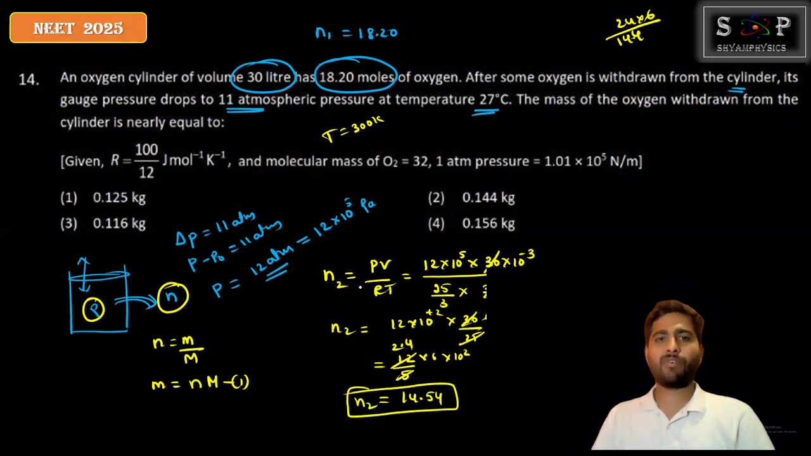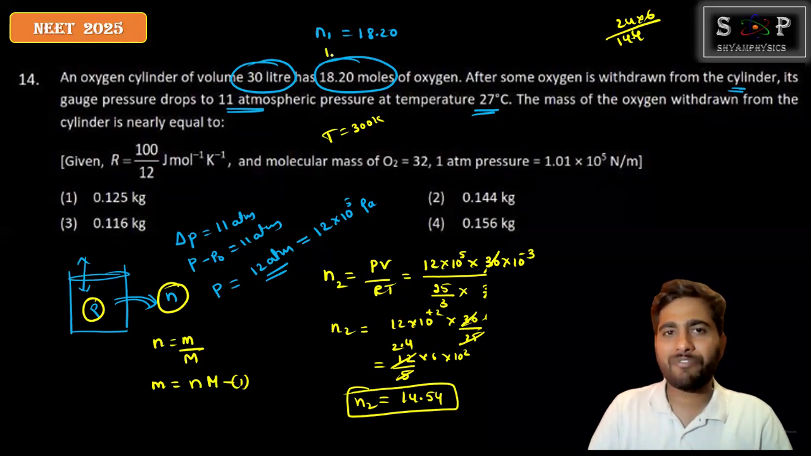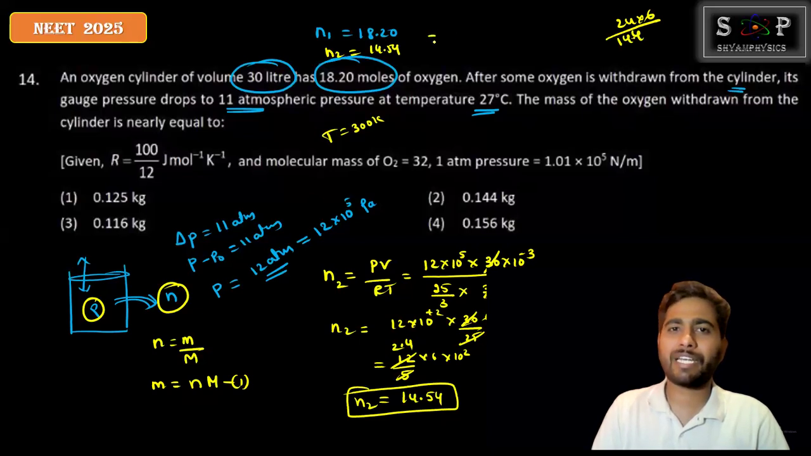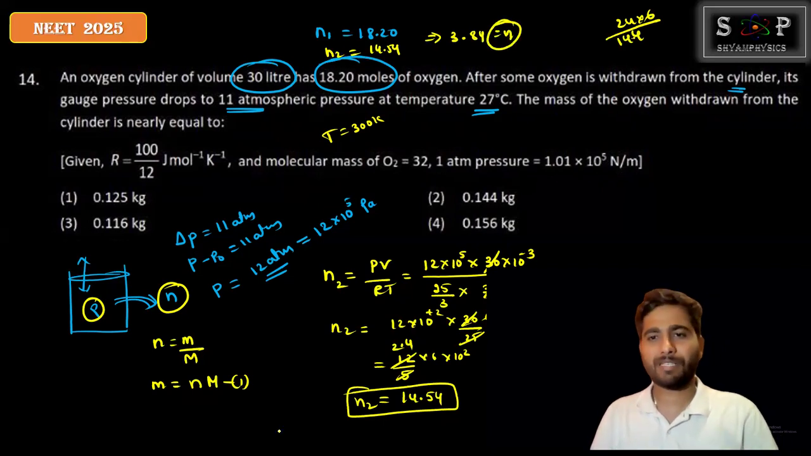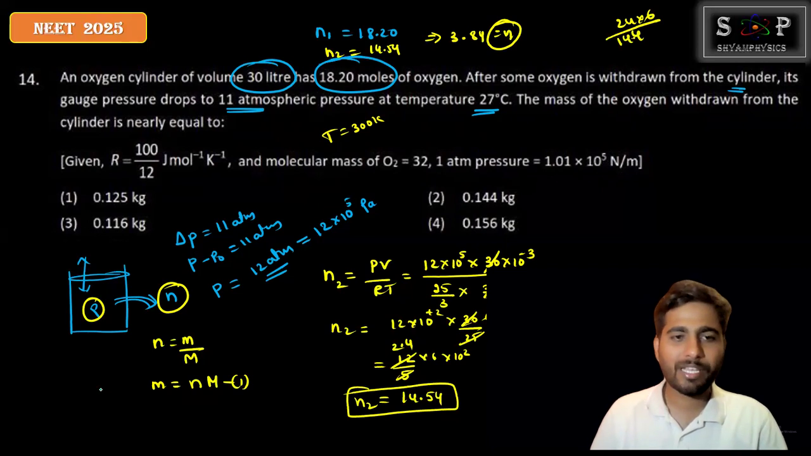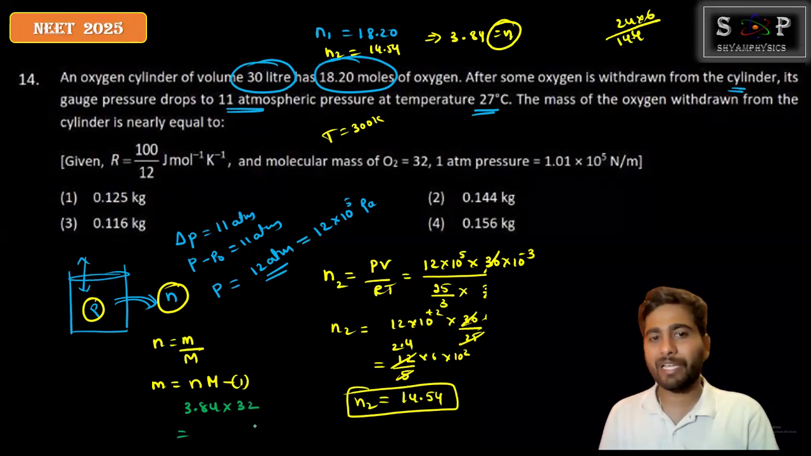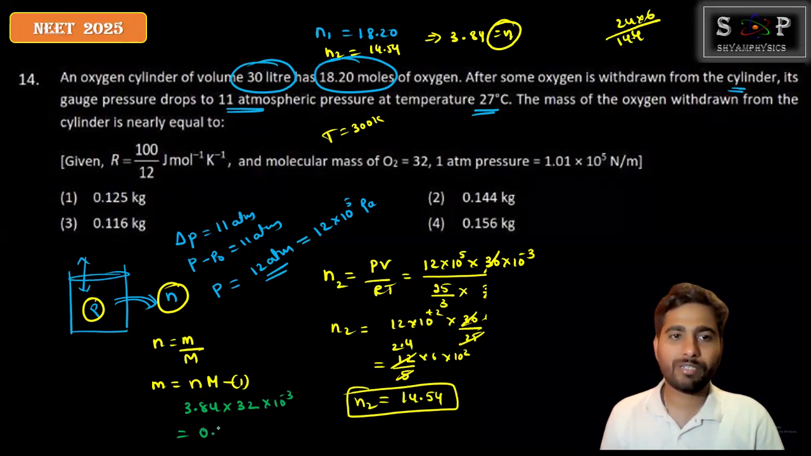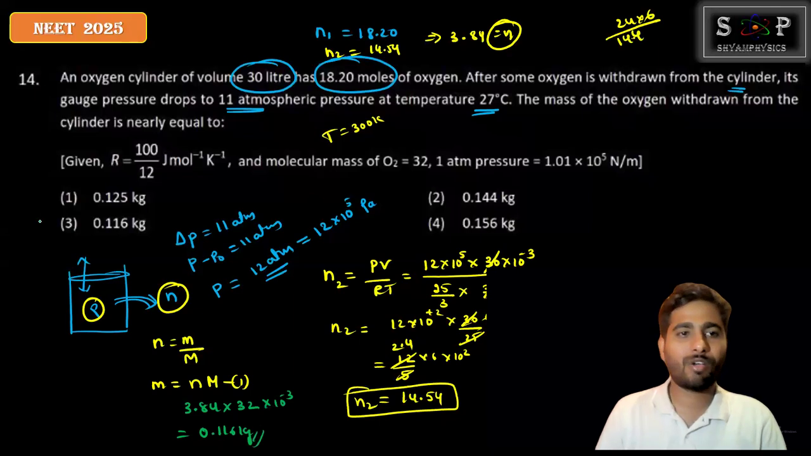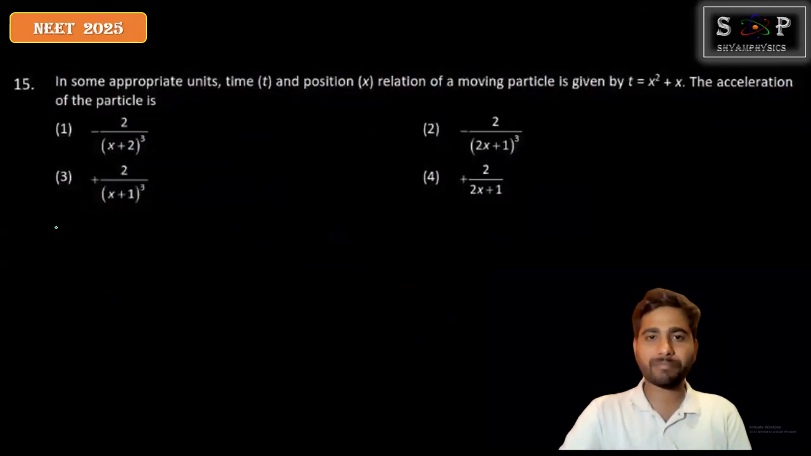Now, initially N1 is this much, and finally inside it has 14.54. Subtracting, you'll get nearly 3.84 moles missing. Means the gas which came out is 3.84 moles. Multiply 3.84 by the molecular mass of oxygen, 32, which gives grams, and then 10 to the power minus 3, so you'll get nearly 0.116 kg. That is the option. Now next question.